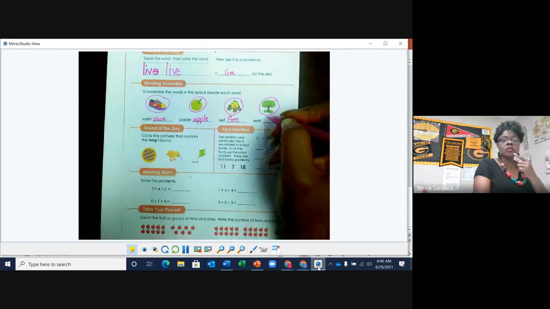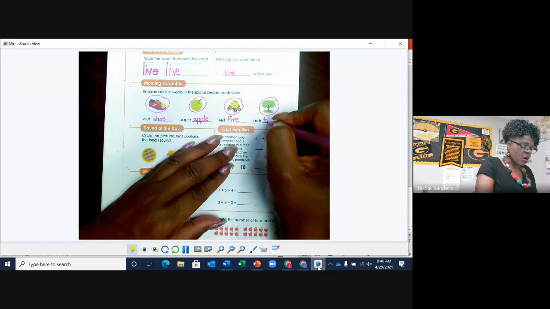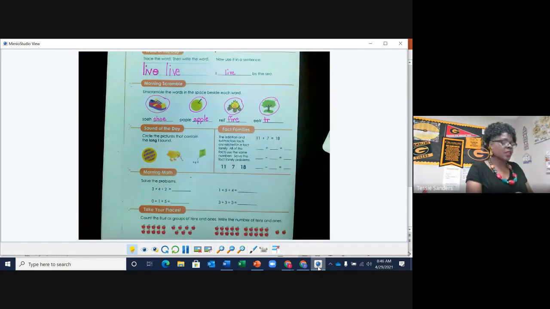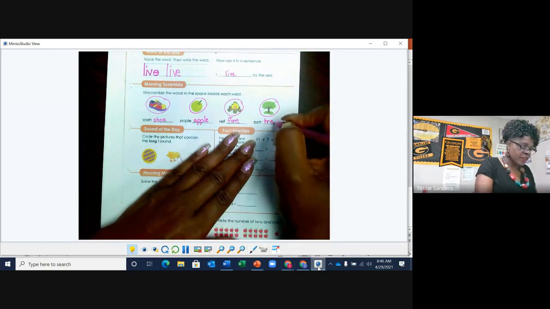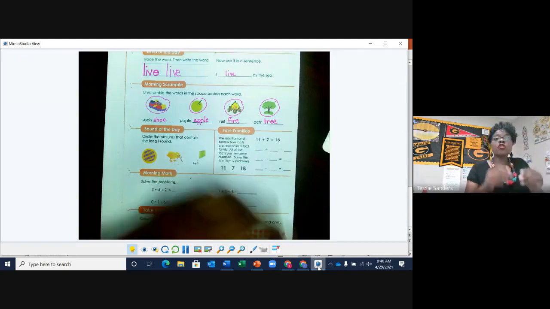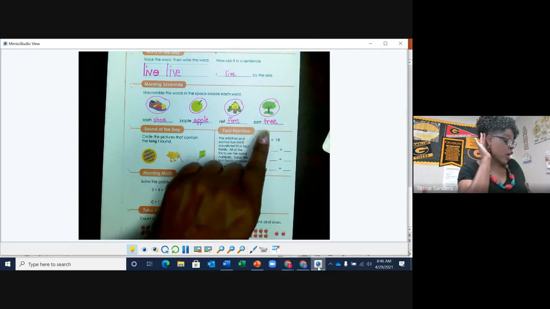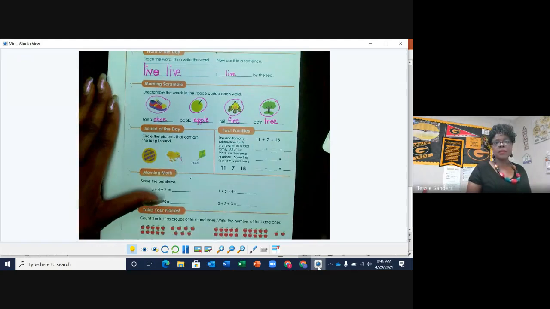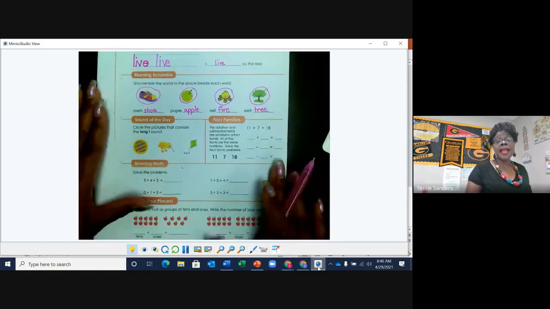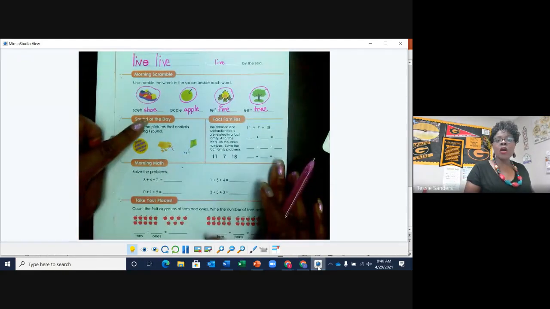This is a tree. Which 2 letters? T, R, E. E. Good. Digraph E. Spell tree quickly. Good. Next, sound of the day.